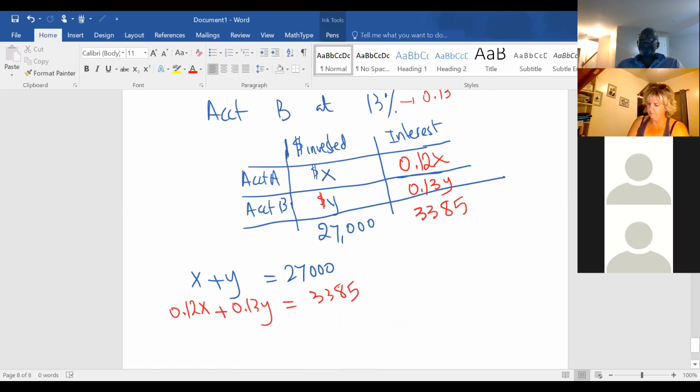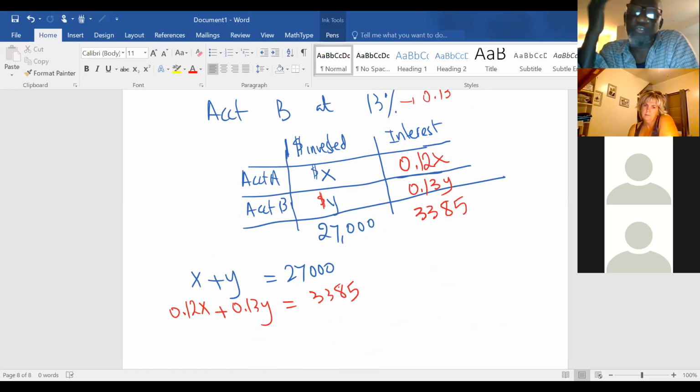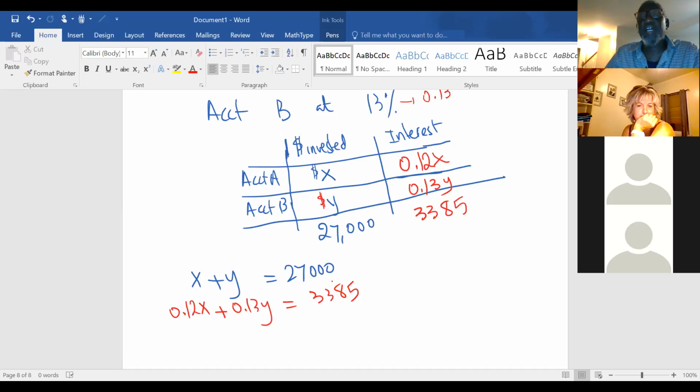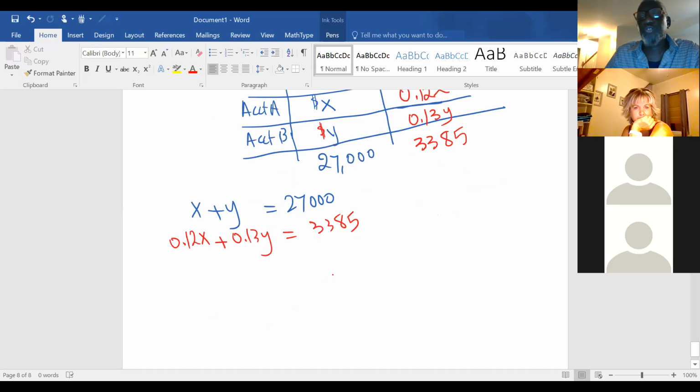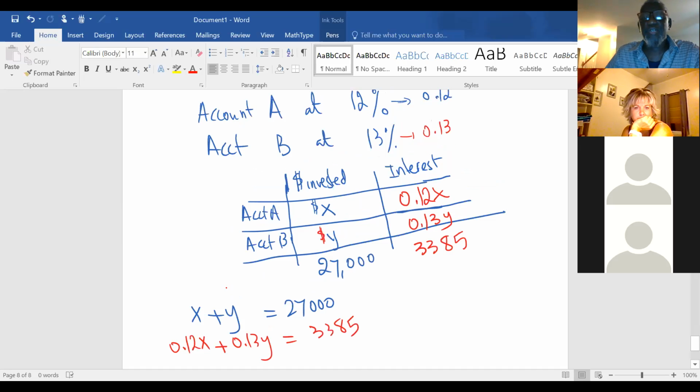It has some numbers that are not nice, 0.12 and 0.13, but who cares, we have calculators. Before we proceed to solving, does everybody understand where these two equations come from? From the table? Yes.